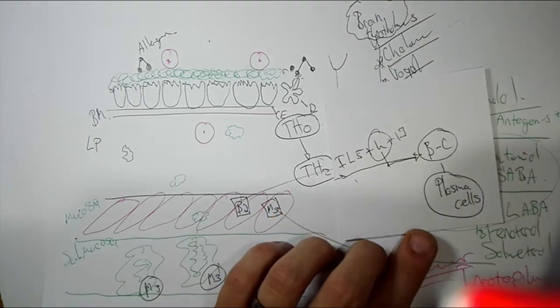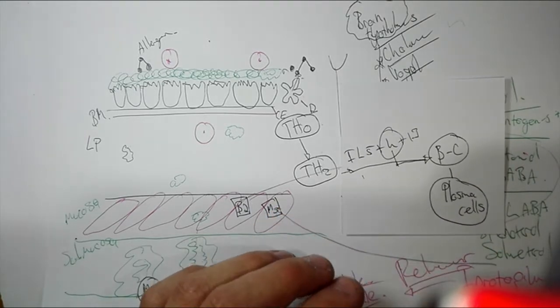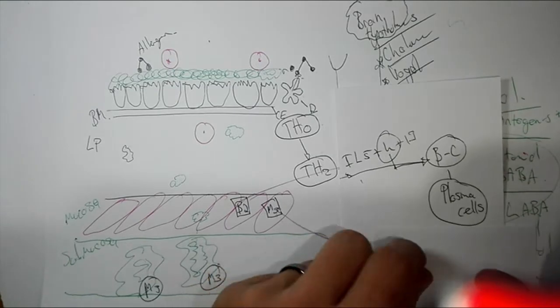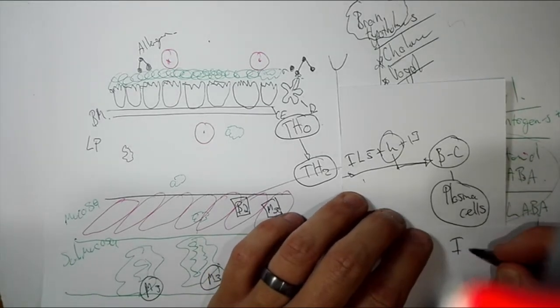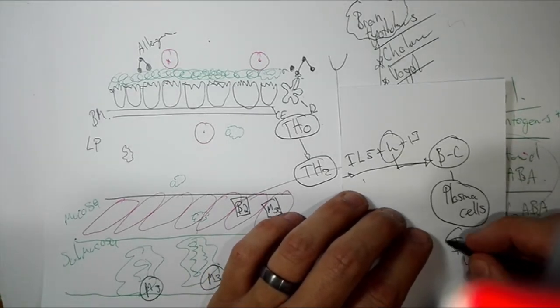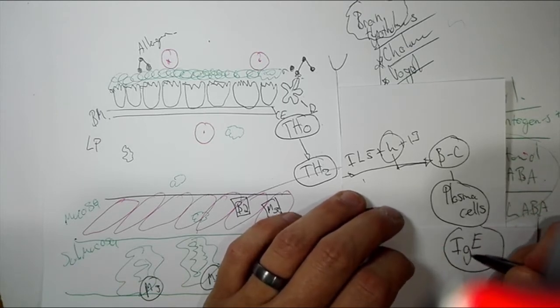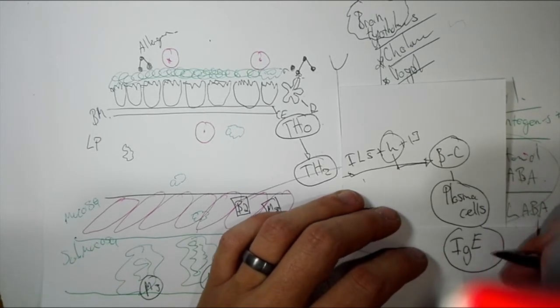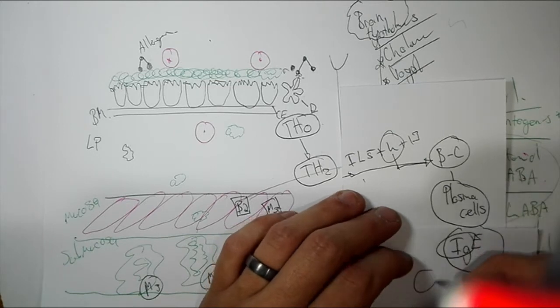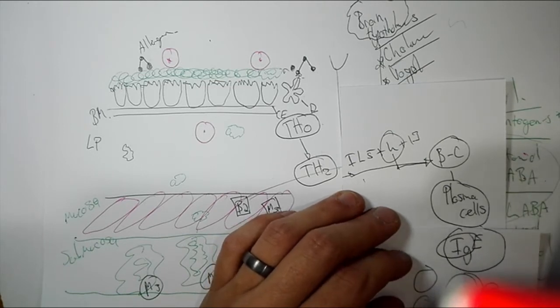Okay, and these plasma cells will now start to create IgE. So now these plasma cells are releasing these IgEs. Now it looks like a cell. IgEs. These round dots will be IgEs.